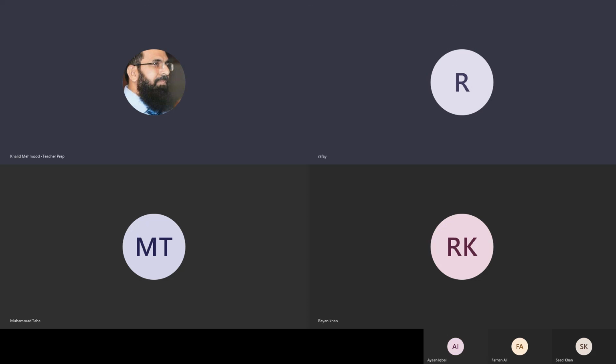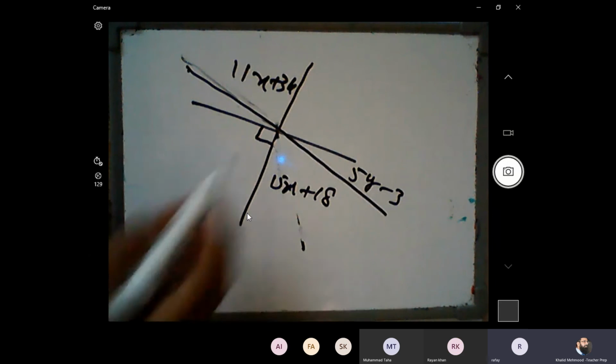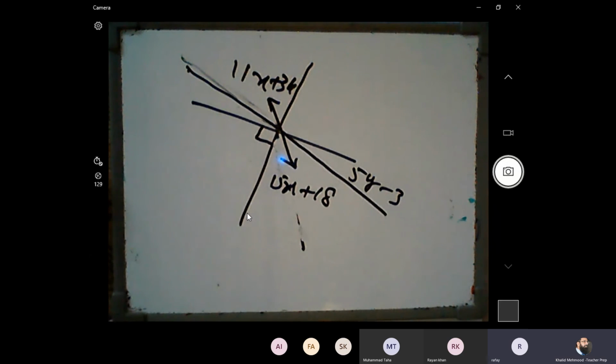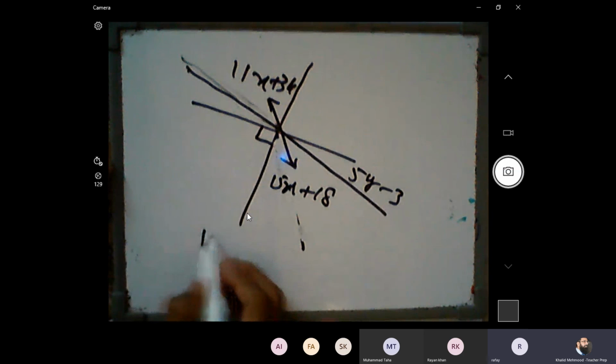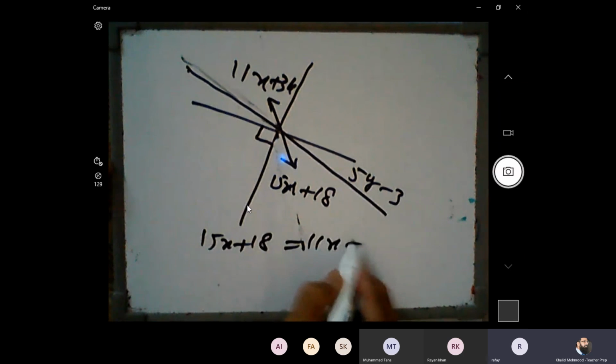Now this one. Now we could see that we'll be solving these two. These two are vertically opposite angles, so that's why these angles are equal. We'll say that 15x plus 18 is equal to 11x plus 34, and you'll solve accordingly.